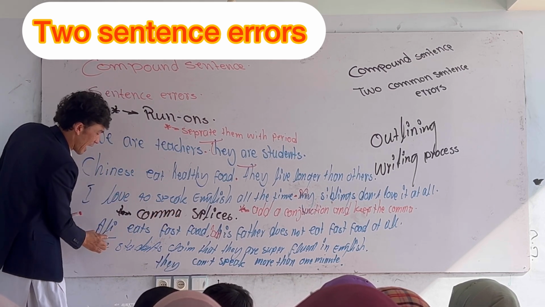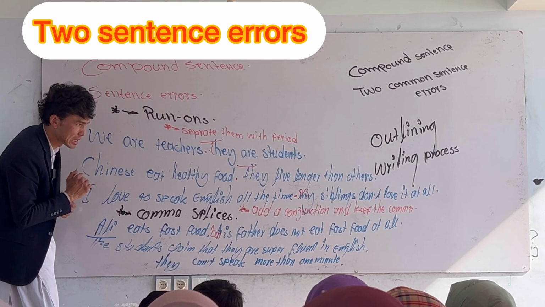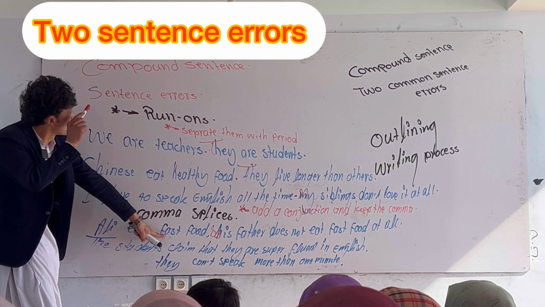Ali eats fast food but his father does not eat fast food at all. Now this is called what? Compound sentence.